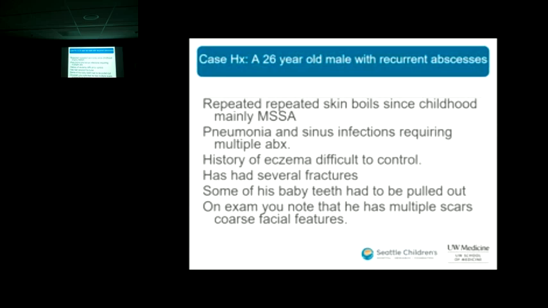Who was the lead author on that last paper? Oh, that's me. So I'm interested in hyper-IgM. So if you have any patients, please come talk to me. All right, any last questions? Otherwise, we'll wrap this session up.